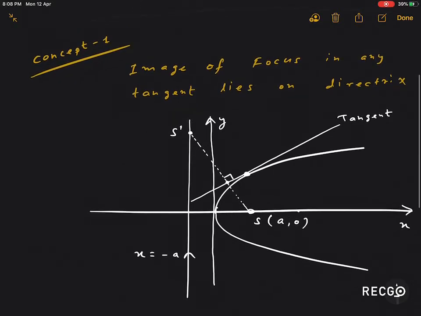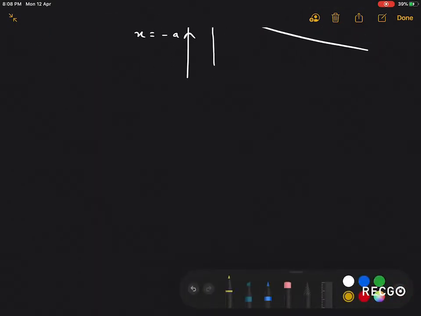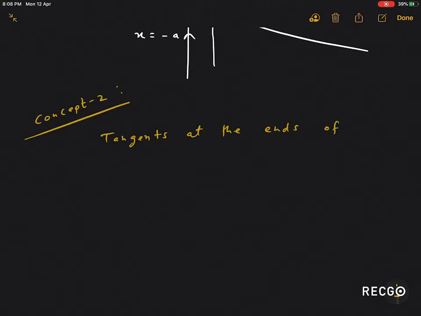So this is concept number one, which is lesser known, or at least lesser used. This concept is not used that much in solving questions, but in some of the trickiest questions we use it. And the other concept that we should definitely learn before you attempt JEE Advanced, so let's come to concept number two.